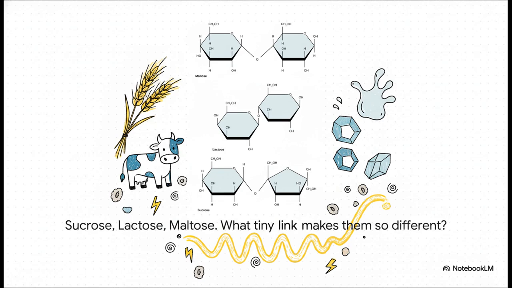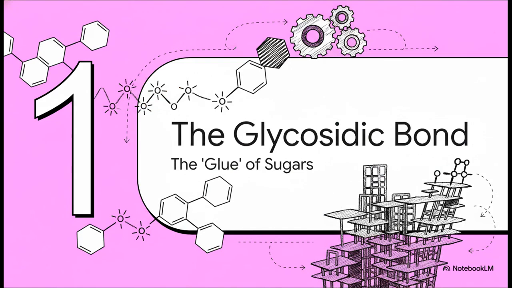So, you look at these three: table sugar, milk sugar, malt sugar. And on the surface, they seem pretty similar, right? They're all sweet, they all give us energy. But the secret to what makes them so unique, how our bodies use them, even how they taste, it all comes down to this one tiny, incredibly powerful connection. And that connection, that special molecular glue, is called the glycosidic bond. If we really want to understand how we get from a single sugar molecule to a massive biological skyscraper, we have to start right here. This is the bond that holds everything together.